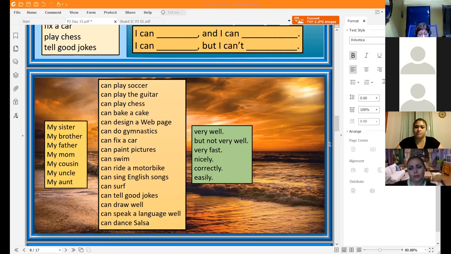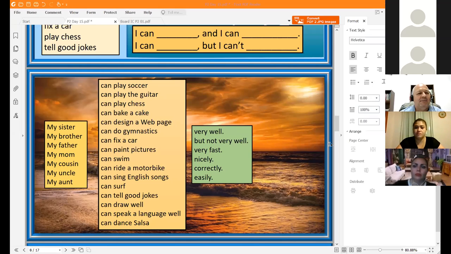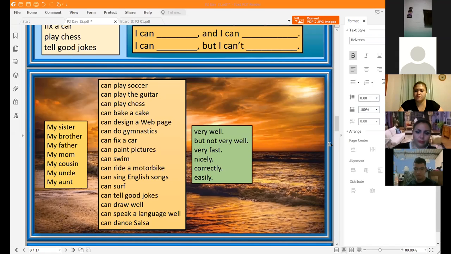Now, Fernando Guzmán Revelo. My sister can do gymnastics correctly. Yes. My brother can play soccer very well. My father can dance salsa easily. Okay. My uncle can paint pictures nicely. Mm-hmm. My aunt can surf very well. Okay, excellent, very good. Thank you very much.